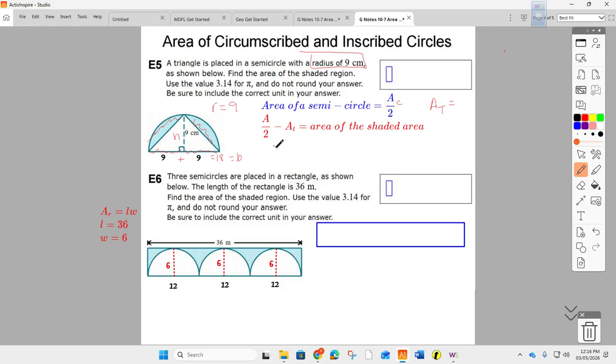So now we're going to take 3.14 times 9 squared divided by 2 and subtract the area of the triangle, which is the base times the height divided by 2.